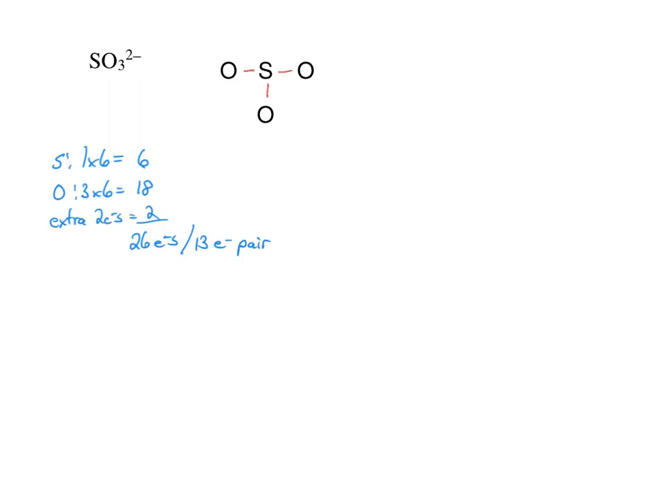We use 3 electron pairs to connect up our outside atoms. Now we need to complete the octet of the outside atoms. So that's 3, 4, 5, 6, 7, 8, 9, 10, 11, 12, and we have 1 more pair of electrons to complete the octet on the sulfur.